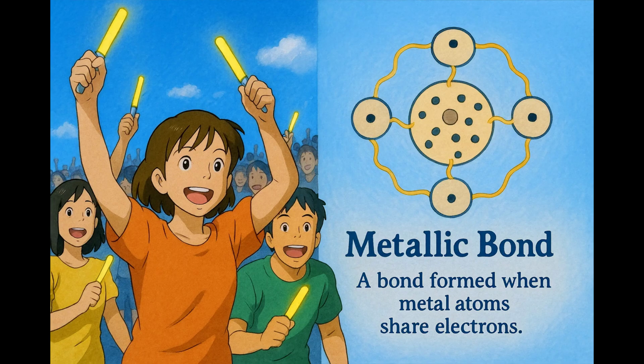Just like the concert goers sharing glow sticks to stay lively, metal atoms share electrons to maintain a stable structure. In this analogy, the concert goers are the metal atoms, the glow sticks are the electrons, and the lively atmosphere represents the strong, cohesive force of a metallic bond that holds everything together.